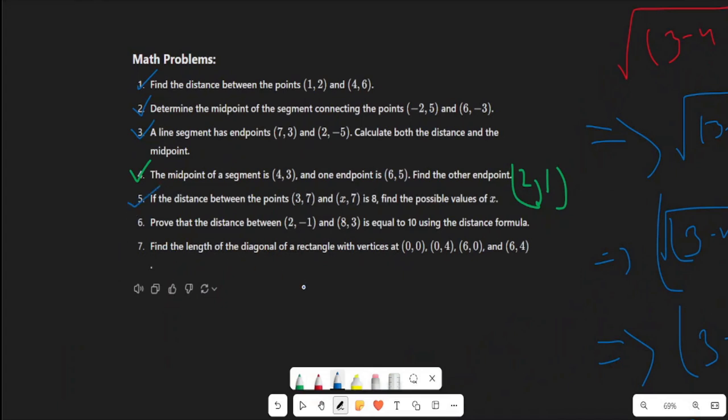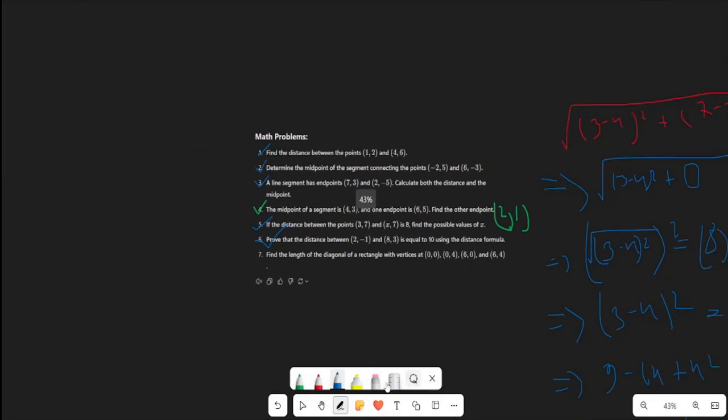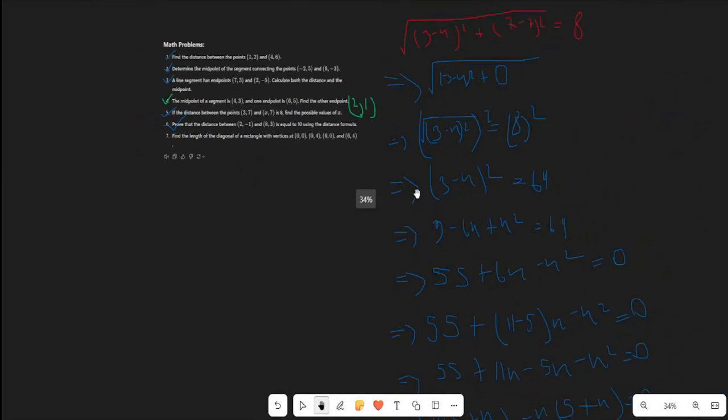Then we have proved that the distance between 2 minus 1 and 8 3 is equal to 10 using the distance formula. This is actually very easy, like the earlier easier maths we have done. Then find the length of the diagonal of a rectangle with vertices 0 0, 0 4, 6 0 and 6 4. This is a tricky math.